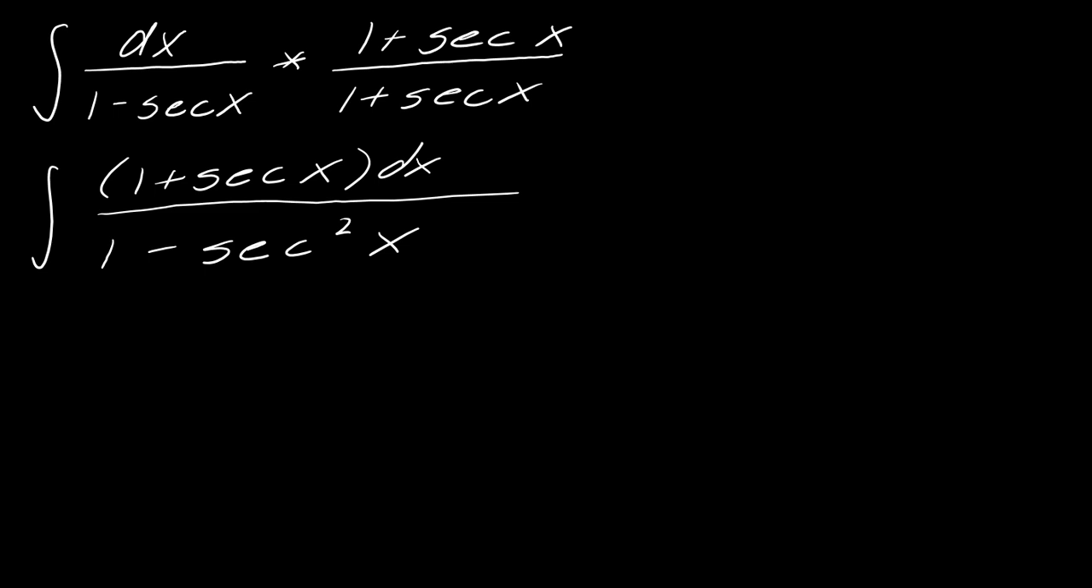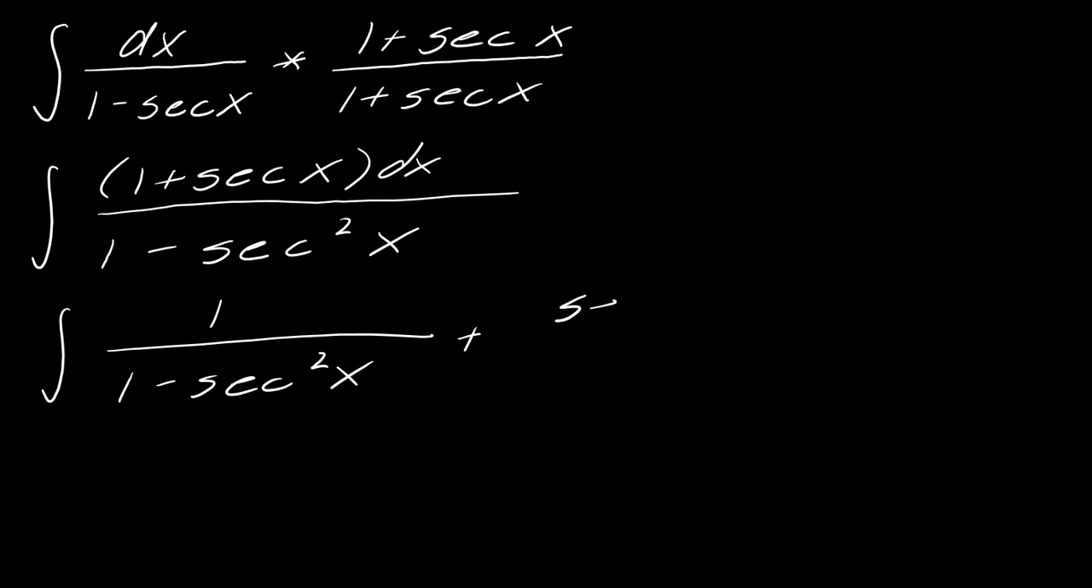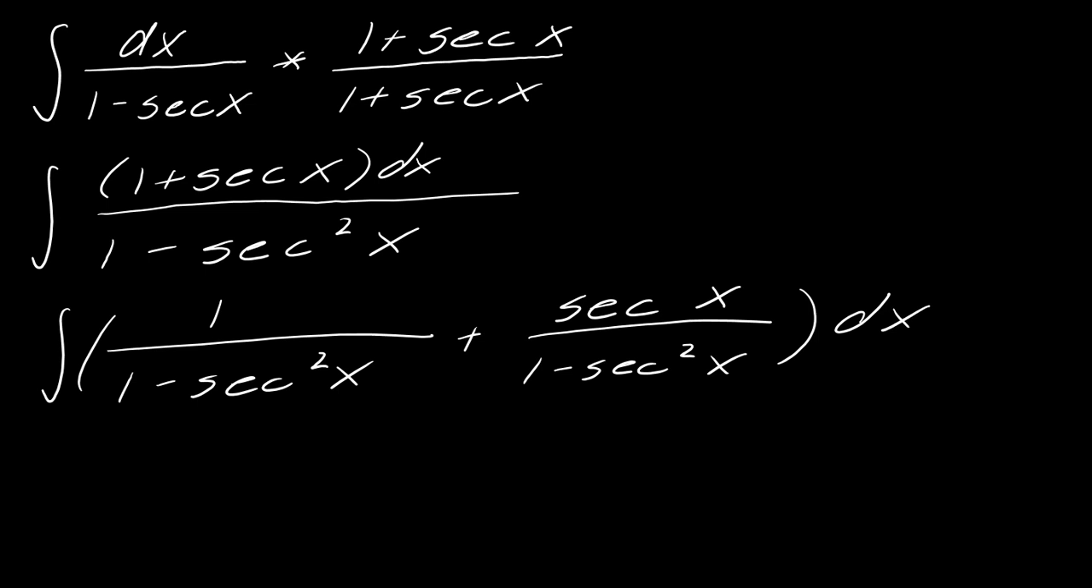So now that I have this, what I notice I could do is separate this into two separate fractions. So this will become 1 over 1 minus secant squared x, and this will be secant x over 1 minus secant squared x. And what else do you notice that we could do? Well, the other thing that I know is that 1 minus secant squared x is somewhat related to a particular identity. So that identity is 1 plus tangent squared theta equals secant squared theta.